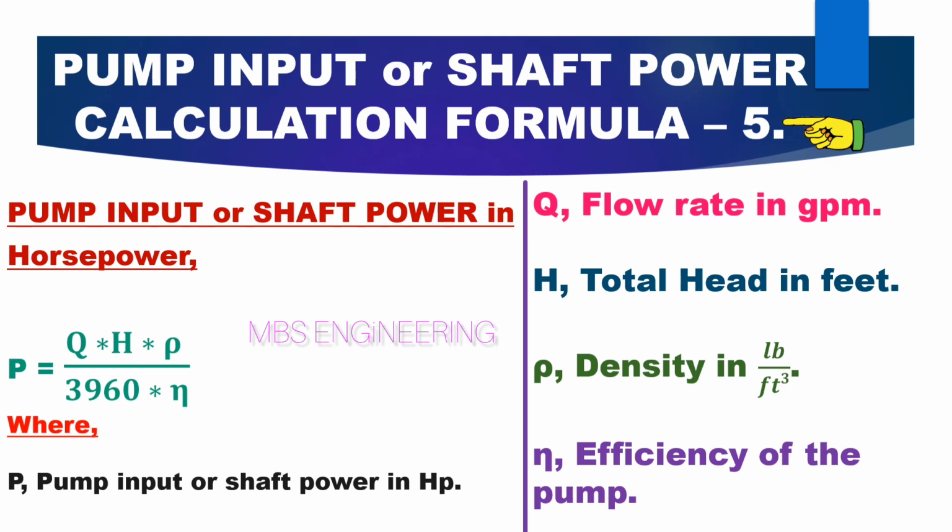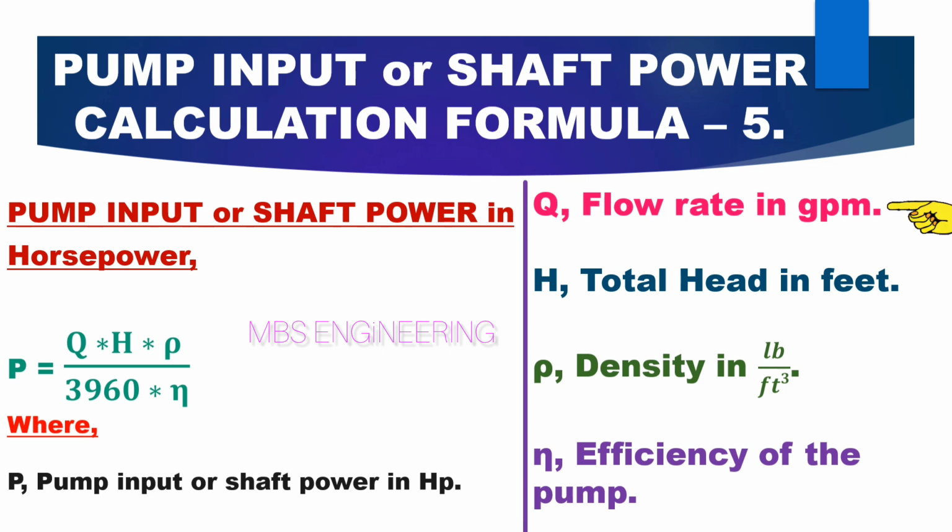Next, we will learn the fifth formula for pump input power or shaft power calculation. Next, the formula for pump input power or shaft power calculation in horsepower. P is equal to Q into H into rho, the obtained value is divided by 3960 into eta. Where, P is the pump input or shaft power in horsepower.